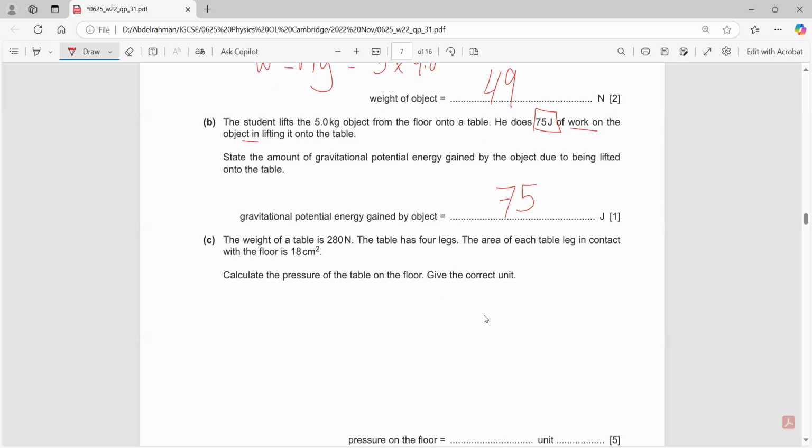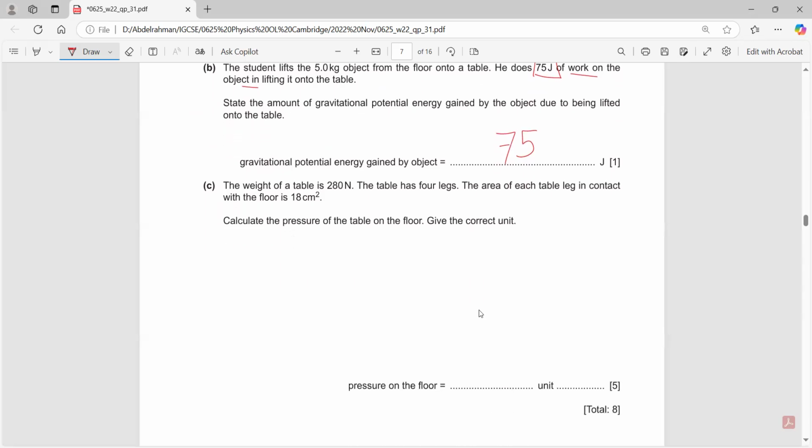The weight of the table is 280 newtons. The table has 4 legs. The area of each leg is 18 centimeters squared. Calculate the pressure on the floor and give the unit.